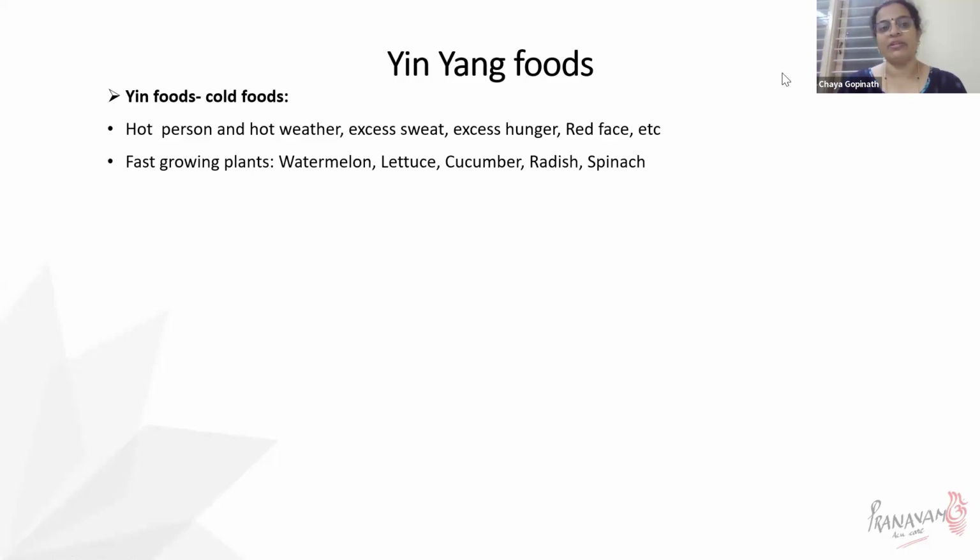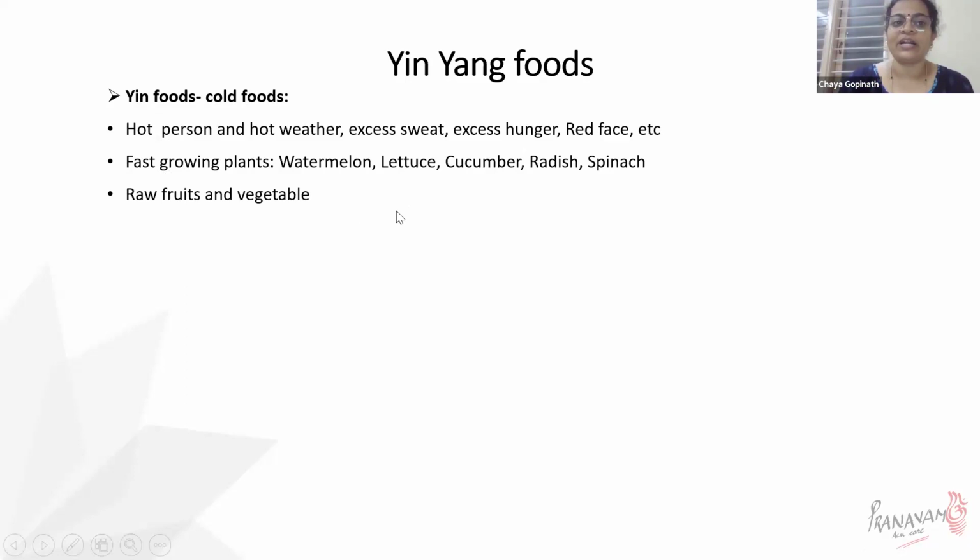So yang personality people will generally prefer, or they are prescribed, yin kind of food. What are yin kind of food? Fast growing plants, particularly watermelon, lettuce, cucumber, radish, spinach. Your methi, your bananas, they are all yin kind of fruits. They grow fast. And raw fruits and vegetables also come under the category of yin. That is, they are coldness producing foods.